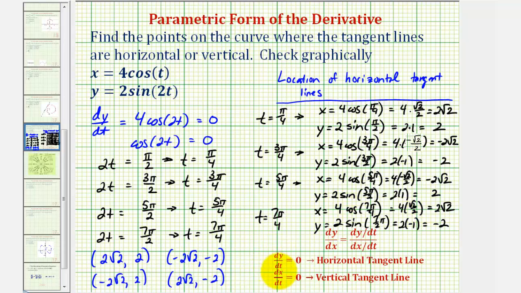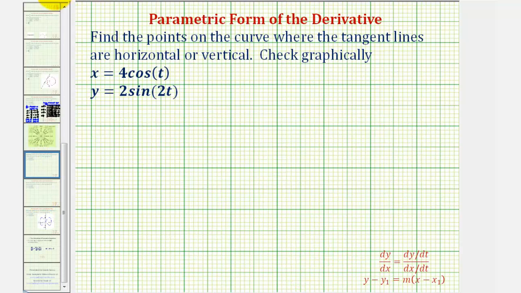Okay, now we still have to determine where we have vertical tangent lines, so now we'll determine where dx/dt equals 0. Let's go ahead and do this on the next slide. This one will actually be much faster. dx/dt is going to be equal to negative 4 sine t. We want to determine where this is equal to 0. And if we divide both sides by negative 4, we really just want to determine where sine t equals 0.